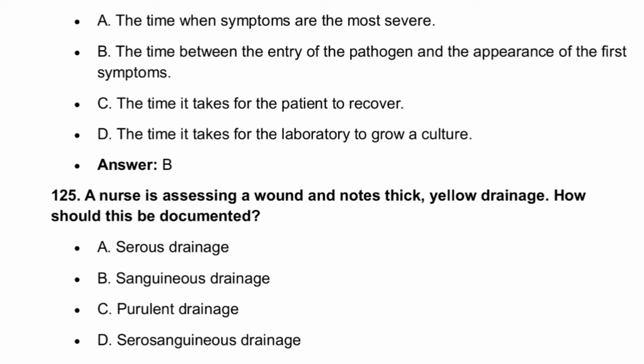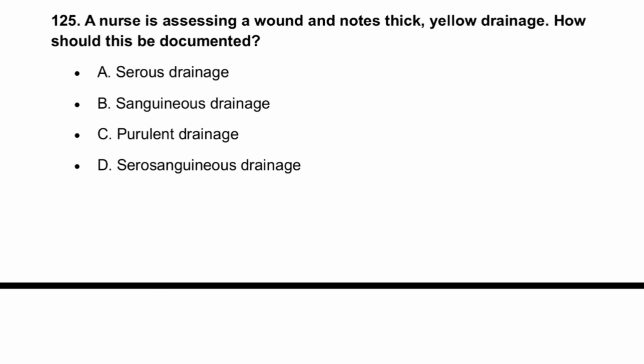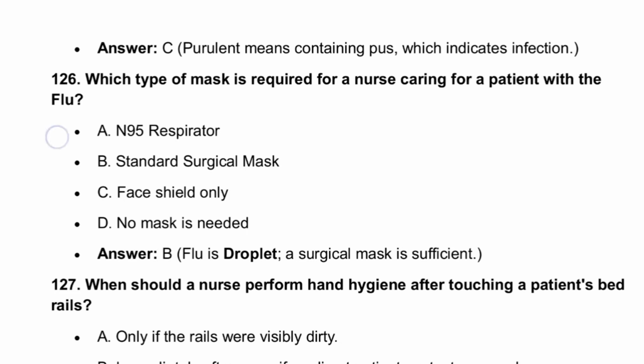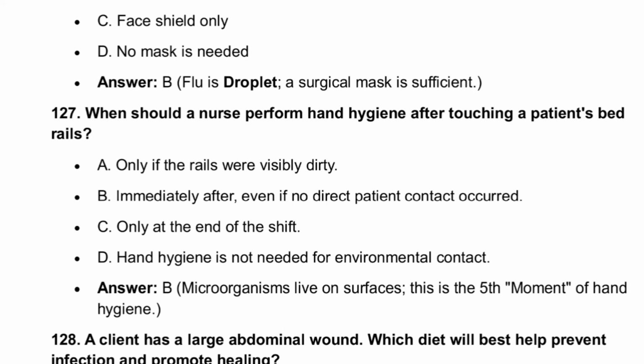A nurse is assessing a wound and notes thick yellow drainage. How should it be documented? Document কি করবে C. Purulent drainage. Which type of mask is required for a nurse caring for a patient with the flu? কি পড়বে B হচ্ছে answer. Standard surgical mask. Next.